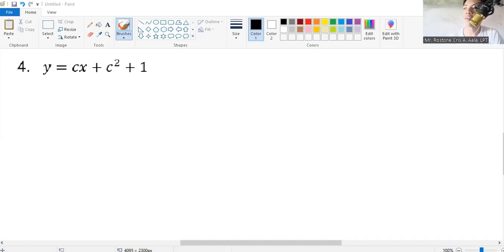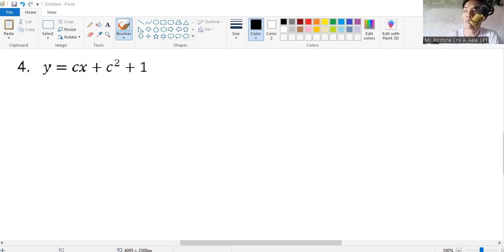Number 4, we have y is equal to cx plus c squared plus 1. So in this given equation, the number of constants is only 1. Kasi po, yung c squared at saka yung c sa cx ay parehas lang po sila. So nagkakaroon lang ng pagkakaiba ng constant kapag mayroon siyang subscript like c sub 1, c sub 2, and so on.